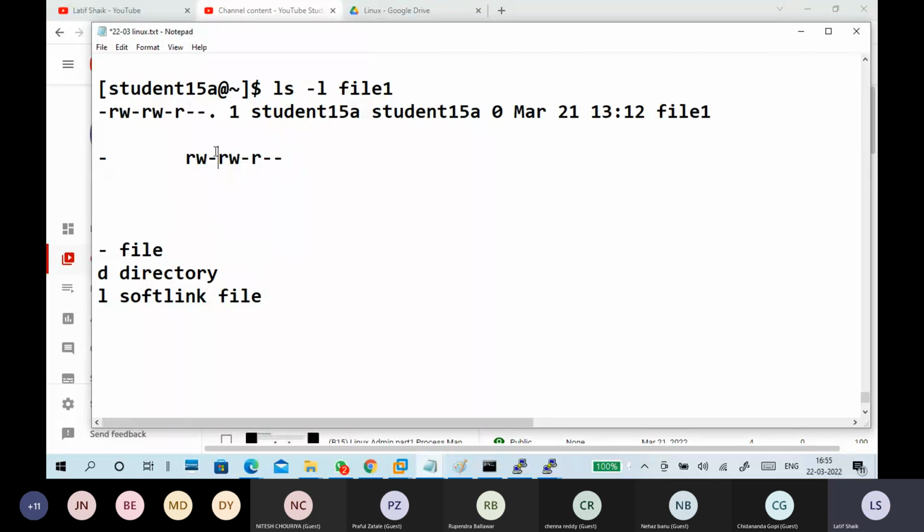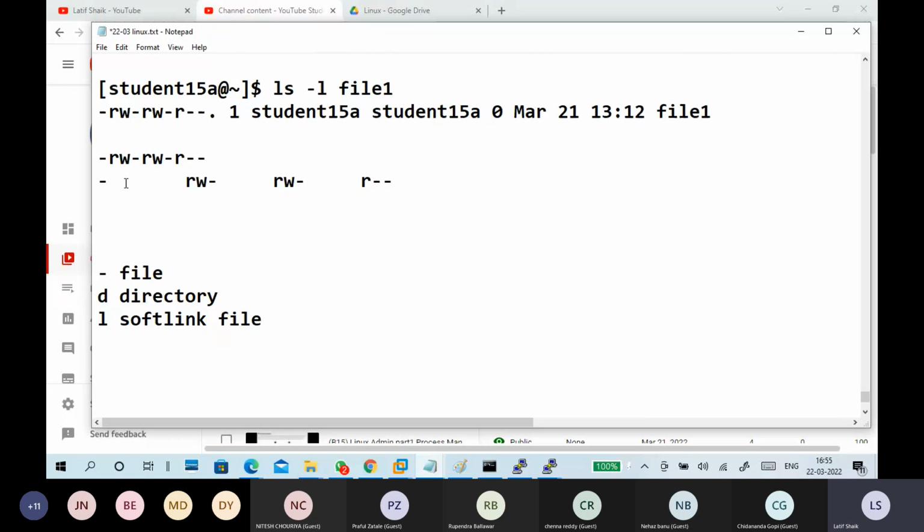Next, 1, 2, 3, like rw-. Divide this total permission into separate parts. The first one represents the file type. The next is user permission, the next belongs to group permission, and the third is other permissions. So this is user permission, group, and others.